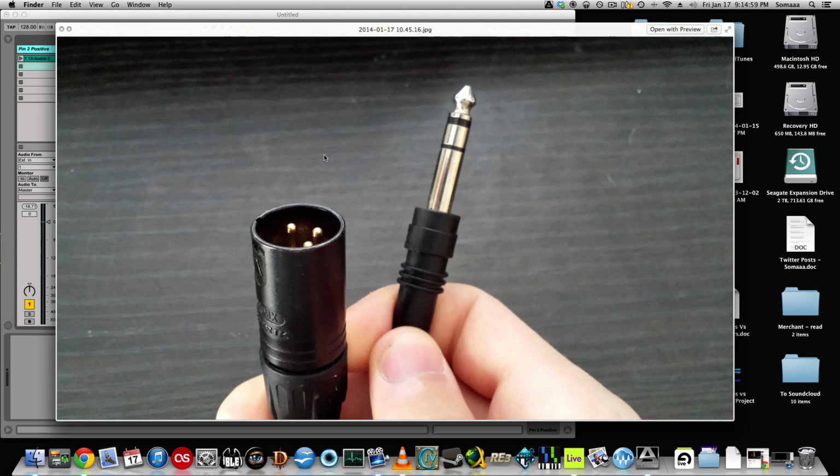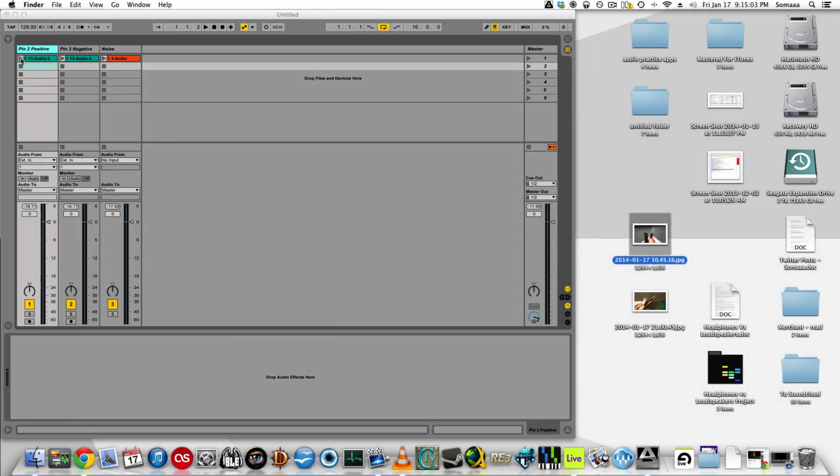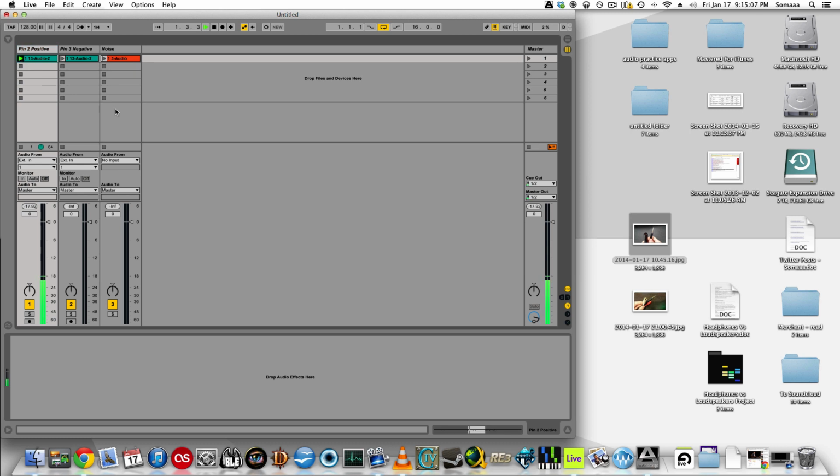So let me give you a demonstration using Ableton. Here I have a sound that I recorded. Okay, so that's pin 2, positive. So pin 3 is the negative. And here I have the phase left and phase right, which just flip the polarity of the left and right.